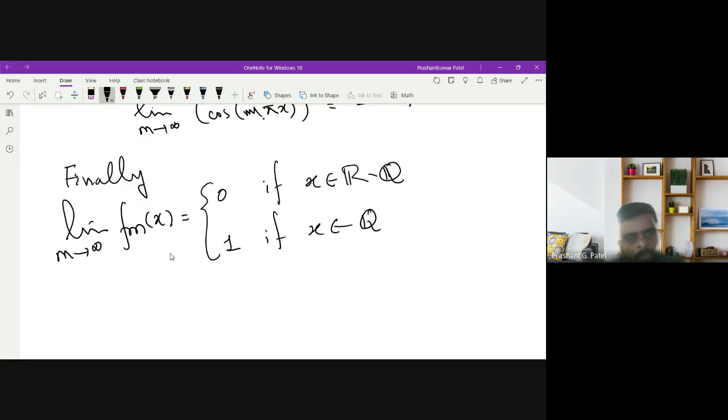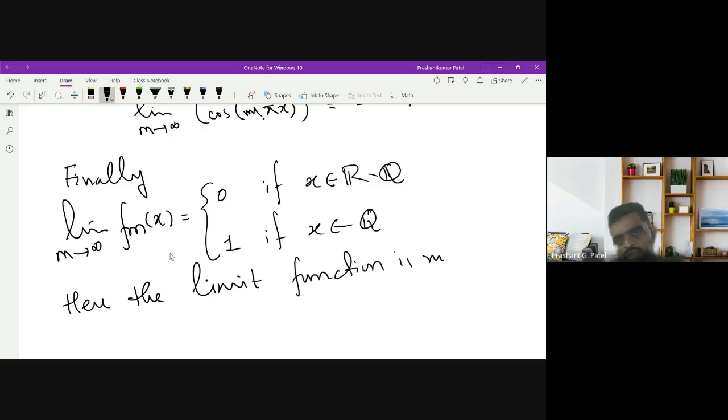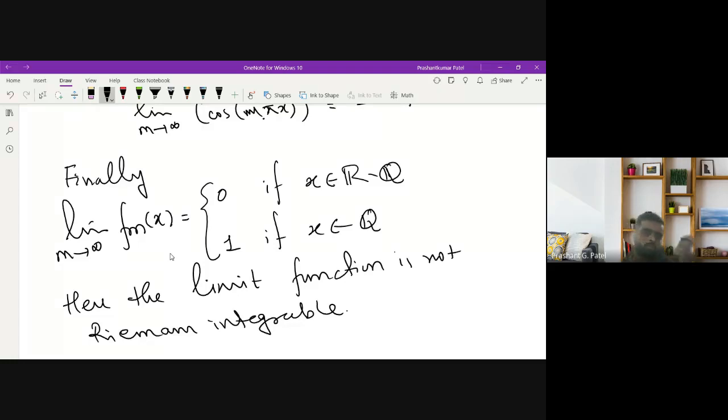Okay. So this is your function f, which is a limit function. Here, the limit function is not Riemann integrable. So what do we conclude? Each f_n is integrable, but its limit function is not integrable. So what we conclude is, under the pointwise convergence, integrability will not be preserved.